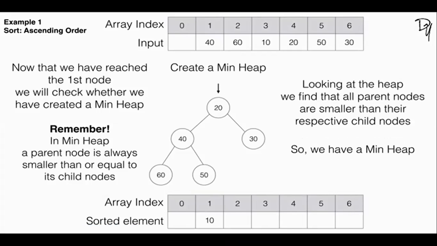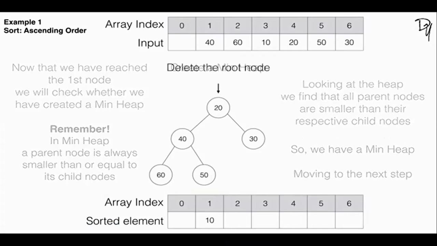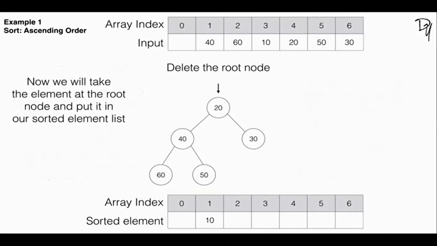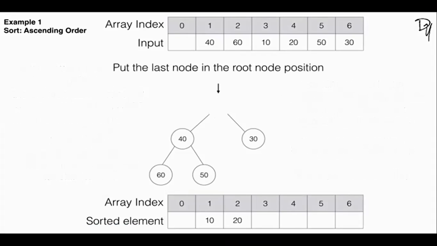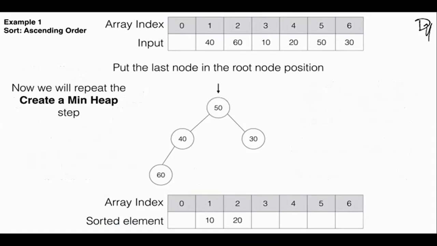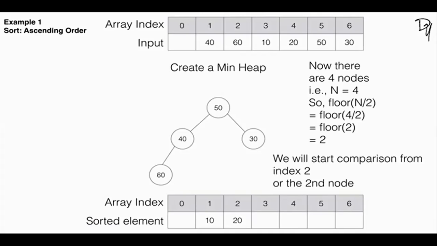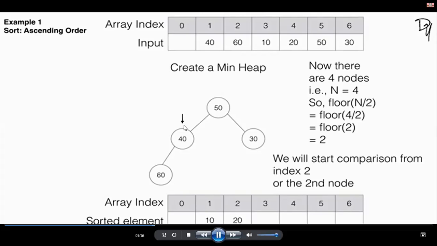So what is the next step? We can delete the root node. That is the next step, right? What is the root node? 20. After deleting that root node, we can put it in our sorted element list. Also, the last element I can replace in that root node place. Then, as usual, we have to create min heap. So, totally 4 numbers, 4 by 2, 2. So, we can start from second index, 1, 2.